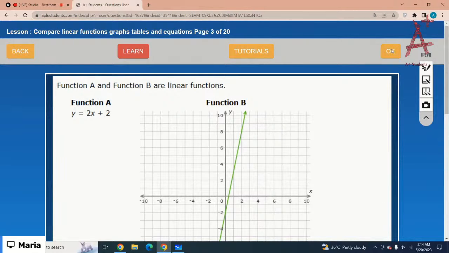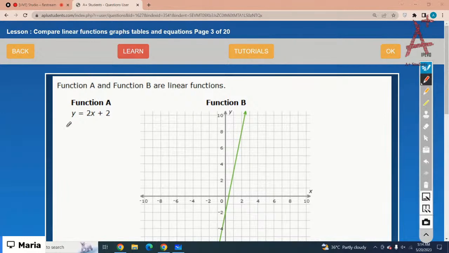Okay, function A and function B are linear functions. Let's just calculate the slope of function A and function B. Got it? Function A is an equation, so you have to calculate the slope of the equation. It would be y equals mx plus b. So when you compare the equation, the slope of the function is 2. Now you have to find the slope of the function B. Just select any 2 points on the graph and calculate the slope.